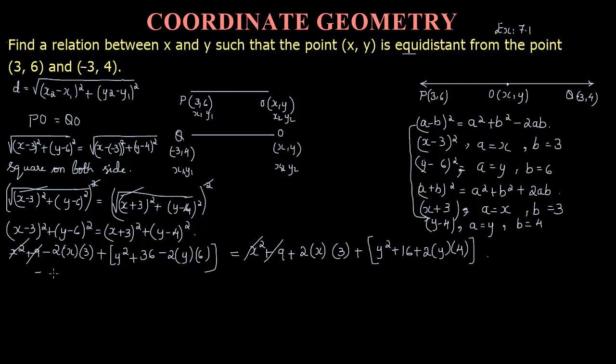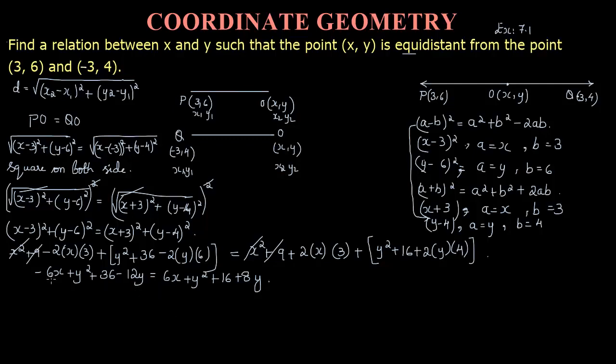Minus 2 3s are 6, 6x we have now, plus y square plus 36, minus 2 6s are 12y, which is equal to, here we have 2 3s are 6x plus y square plus 16, plus 2 4s are 8y. Right, so all these things are there.